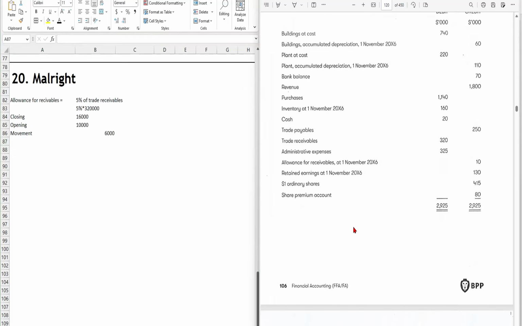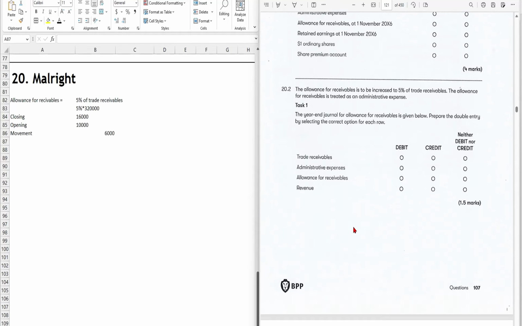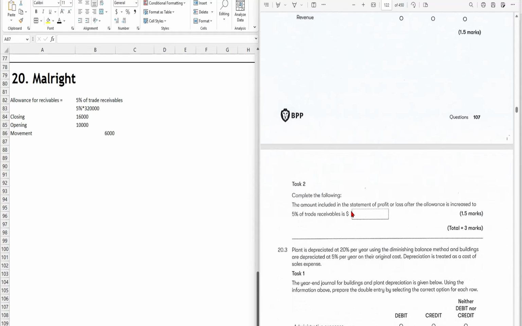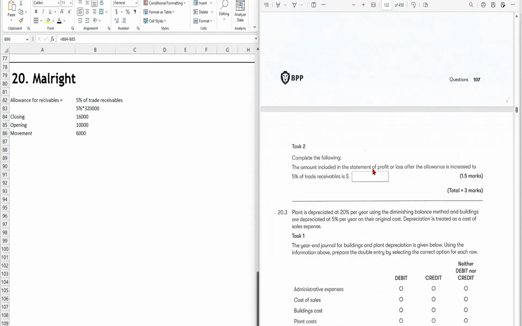Don't write the 6 only. You won't get credit. You will lose your 1.5 marks. So please make sure to check the format here. The question didn't specify any format, so you need to write the full 6,000. This is the movement amount that we will show in the P&L. But if the question had said the amount included in the statement of financial position, in that case it should be 16,000. Okay. All right.